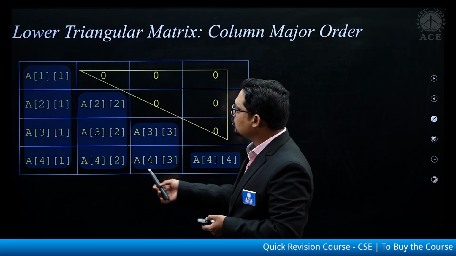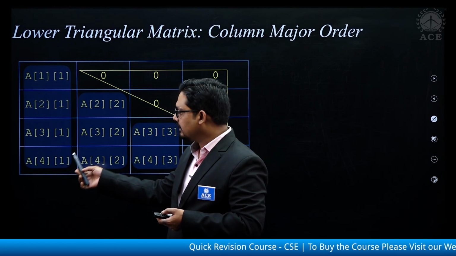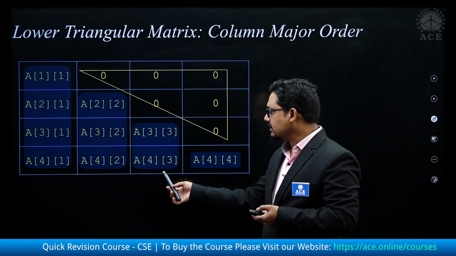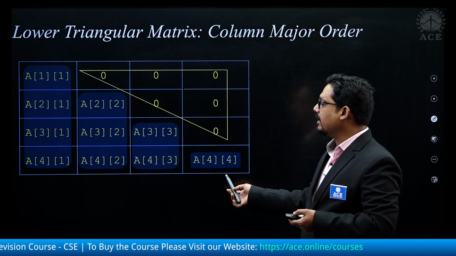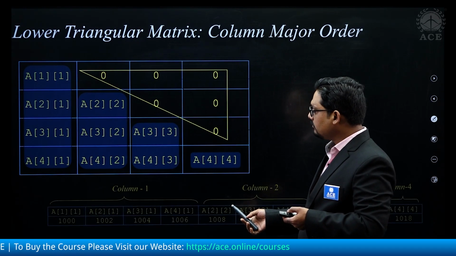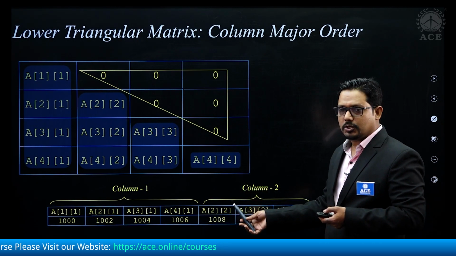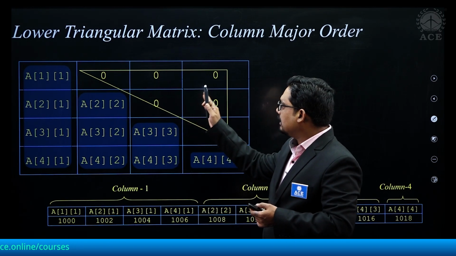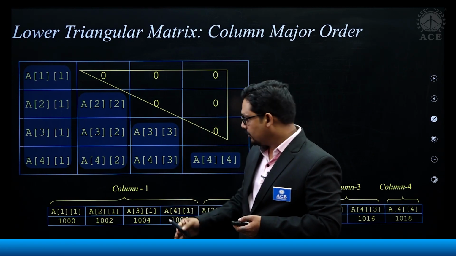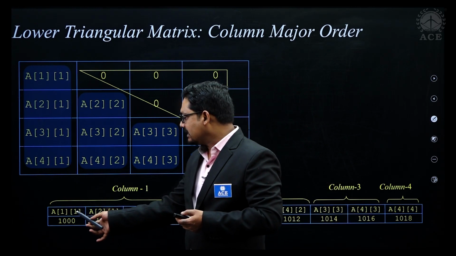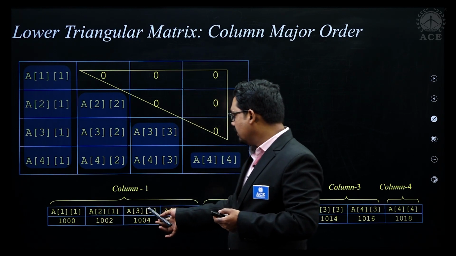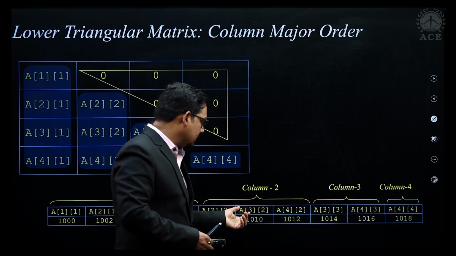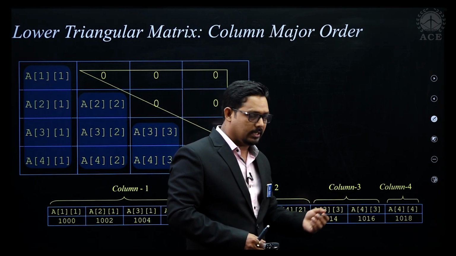First we store the column with n elements, then the column with n minus 1 elements, then n minus 2, and finally n minus 3, which is equal to 1. We store all the non-zero elements one after another, and that is how we save space, by not storing all the zero elements. This is your column 1, and you can see the 4 elements here. In the second column there are 3, then 2, and then 1 element.